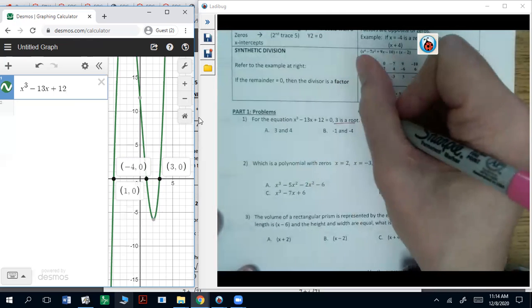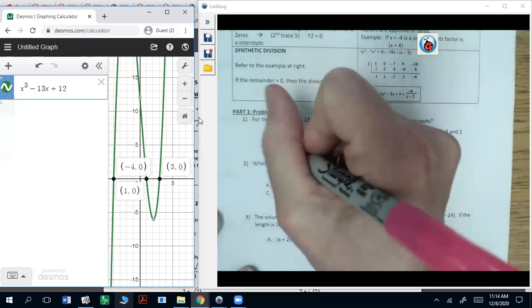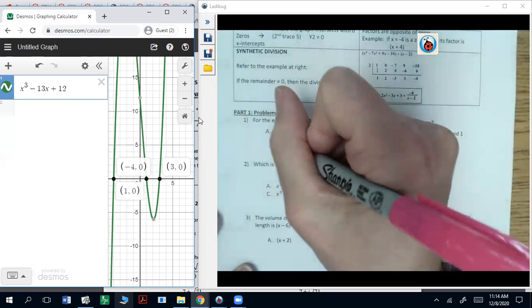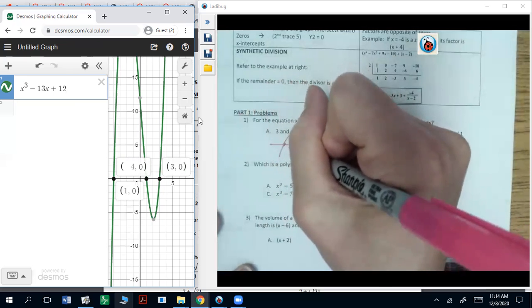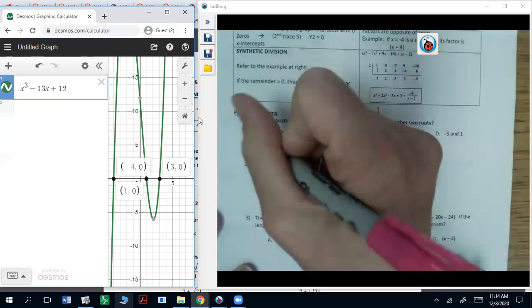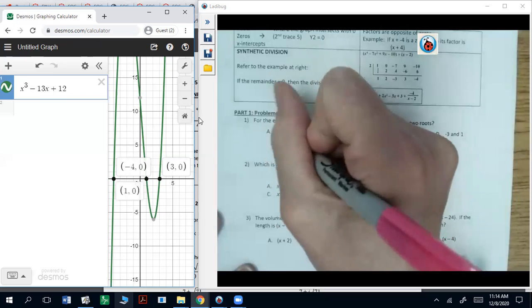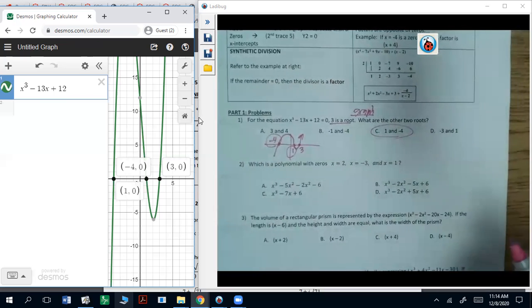So I would just graph that. And you can see it crosses the x-axis at -4, 1, and 3. Since we're already given 3, -4 and 1 are going to be the other two roots. So just graph it and find them from there.